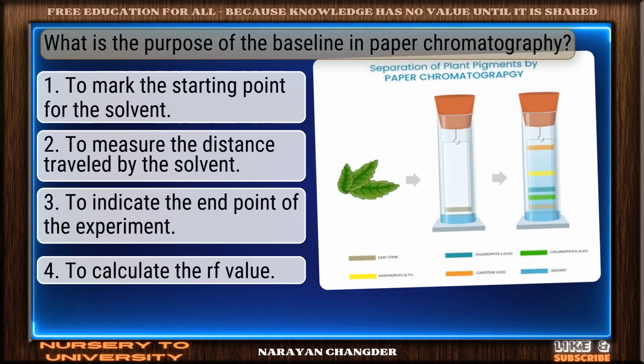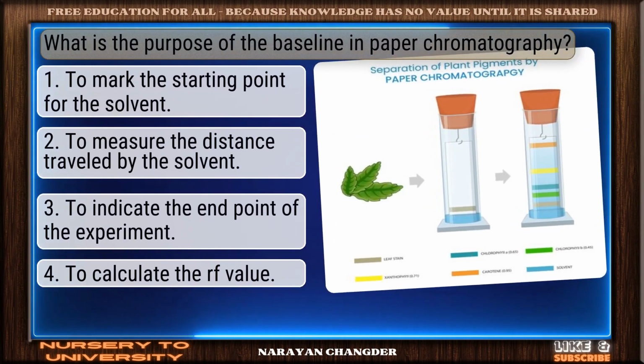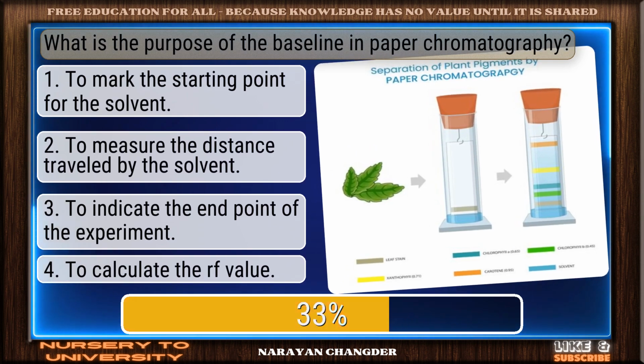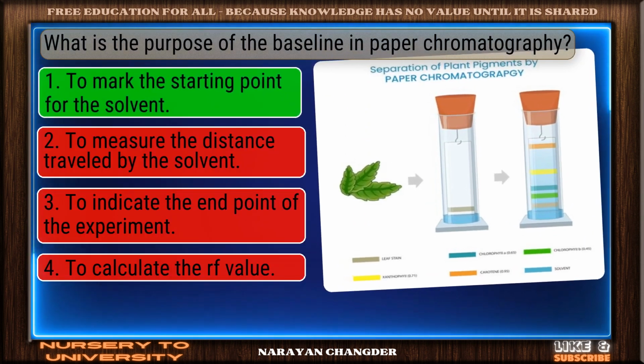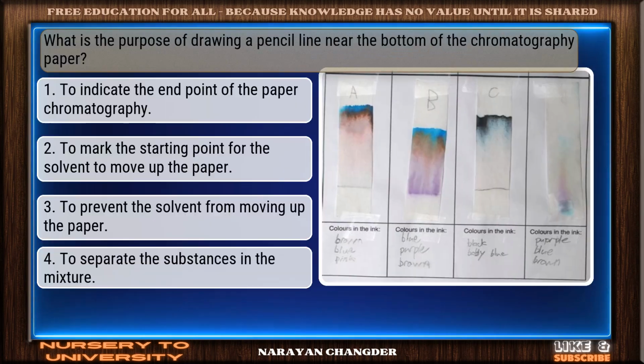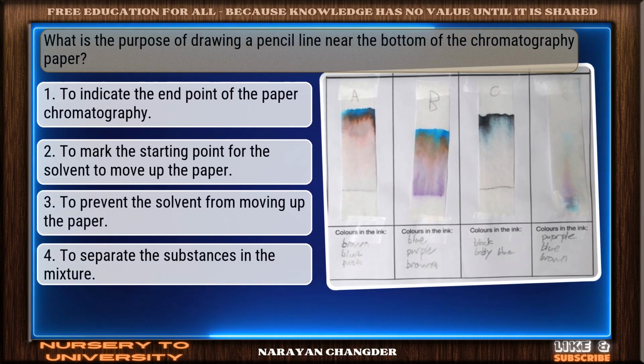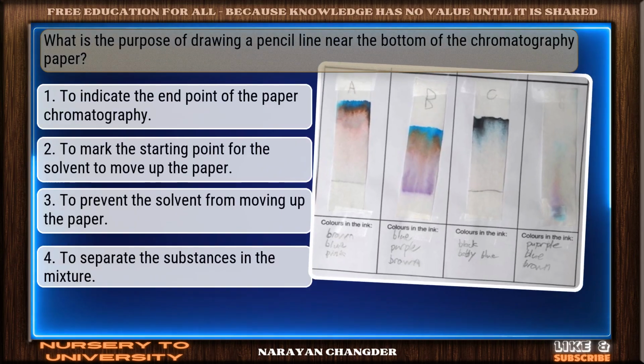Option 3, to indicate the end point of the experiment. Option 4, to calculate the RF value. You got it, to mark the starting point for the solvent. What is the purpose of drawing a pencil line near the bottom of the chromatography paper?